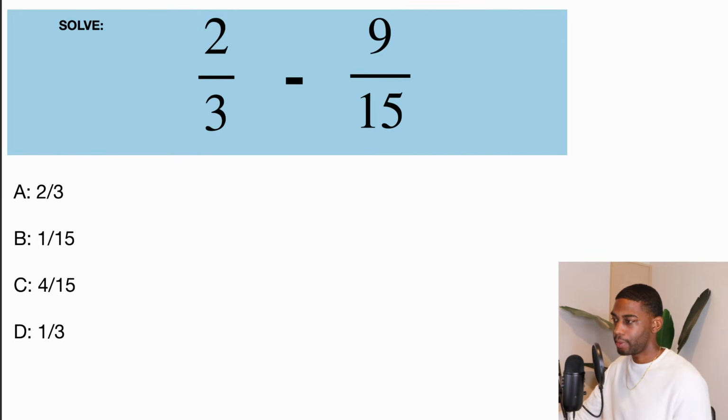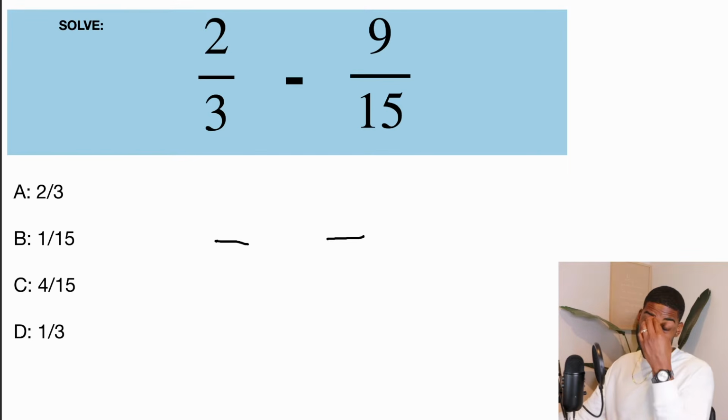This is a good one. 2 over 3 minus 9 over 15. 2 over 3 minus 9 over 15. So, common denominator, what number goes into both 3 and 15? What is the denominator that we can use for both 3 and 15?